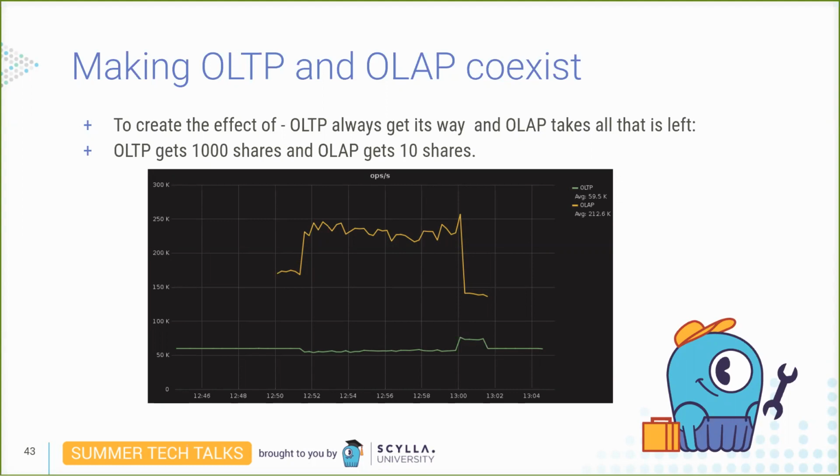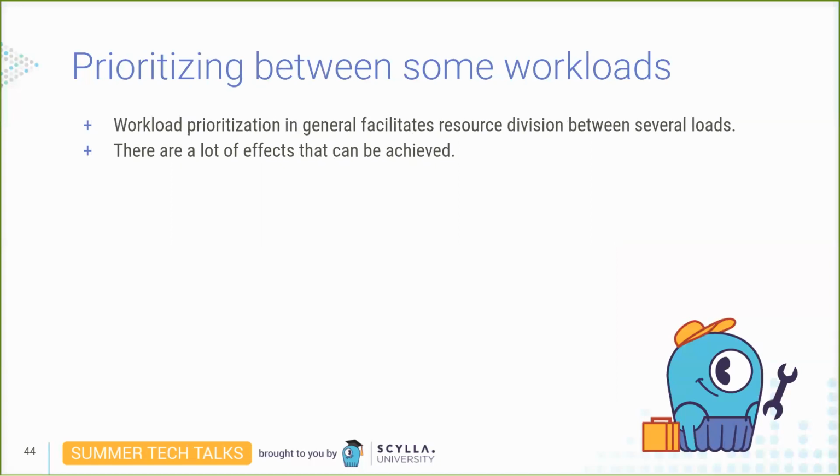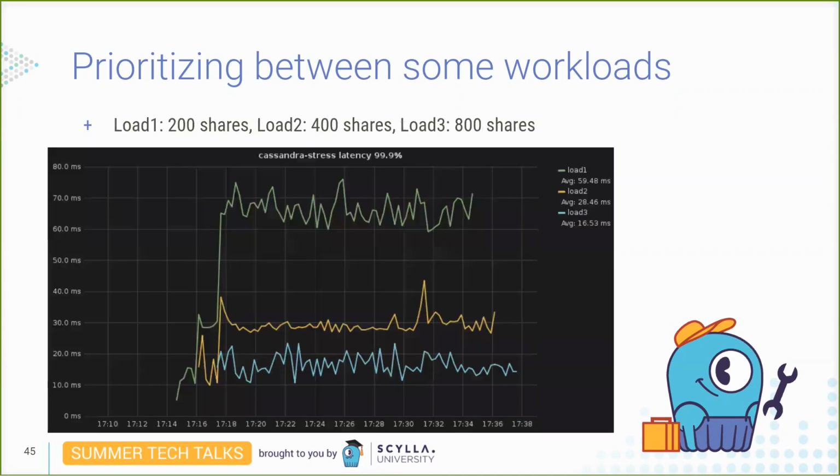So as you can see here, the number of ops is fairly stable, and OLAP, although it only gets 10 shares, is not starved. On the contrary, it gets more ops per second because it demands it. And as long as the system has the resources to give, it gives it to him, until they cap him when the load is at 100%, not more. So workload prioritization generally facilitates resource division between several loads. There are a lot of effects that can be achieved, but one of them is something like this.